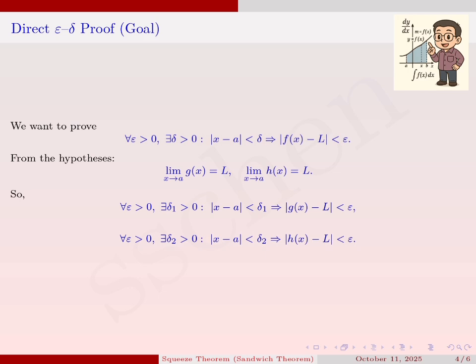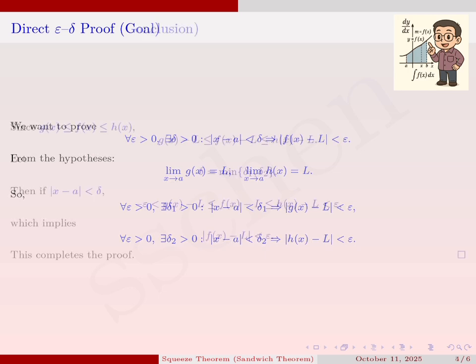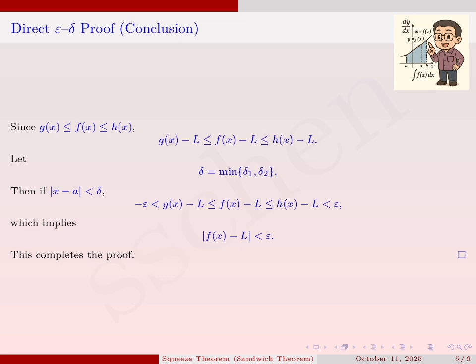Next, we use the fact that g of x is less than or equal to f of x, and f of x is less than or equal to h of x. Subtracting L from all parts, we get g of x minus L is less than or equal to f of x minus L, and f of x minus L is less than or equal to h of x minus L.